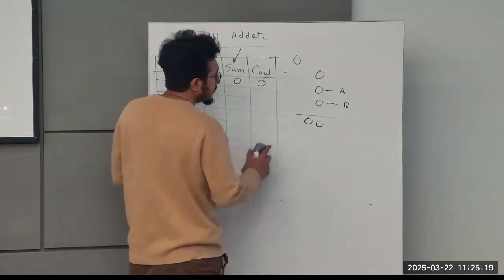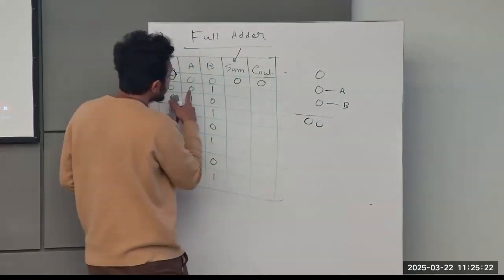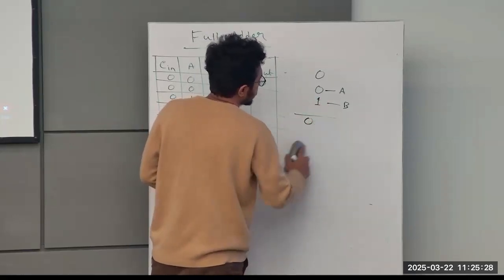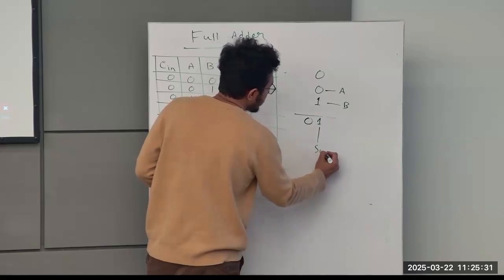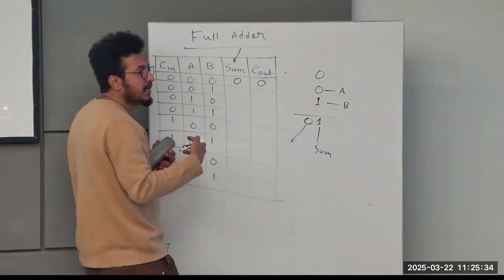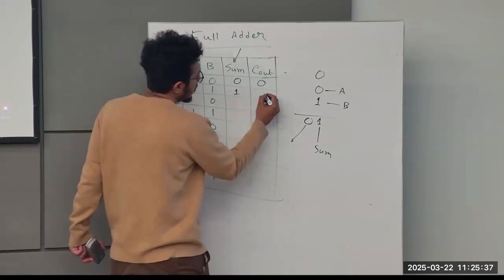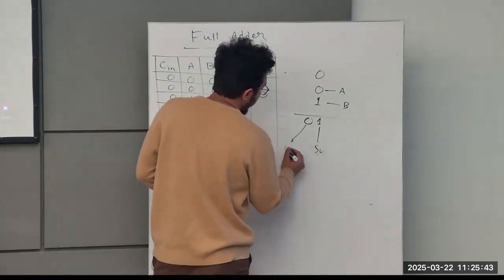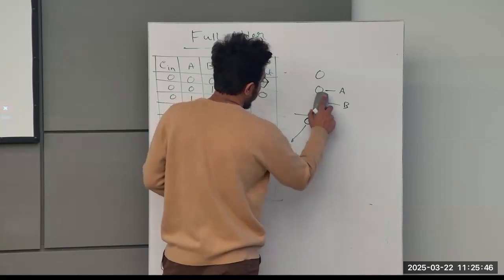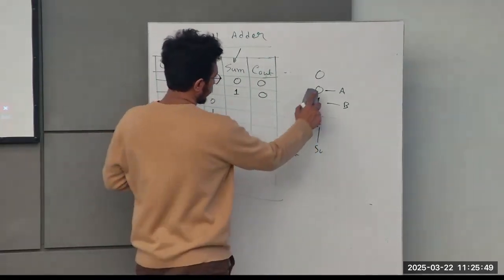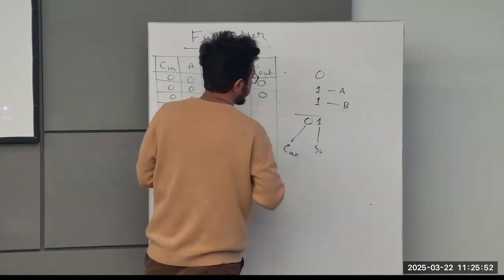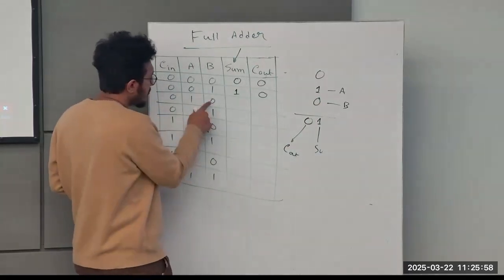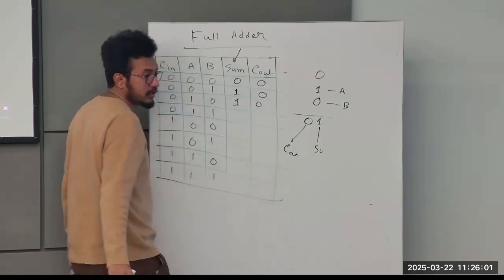Right? Let's say now we have 0 0 1. Then what do we have? 0 1. That means 1 for the sum and 0 for the carry out, since we are not passing anything to the next bit. Now, let's say for the next one, 0 1 0. If it is 0 1 0, what happens? Sum 1, these two are the same, right?